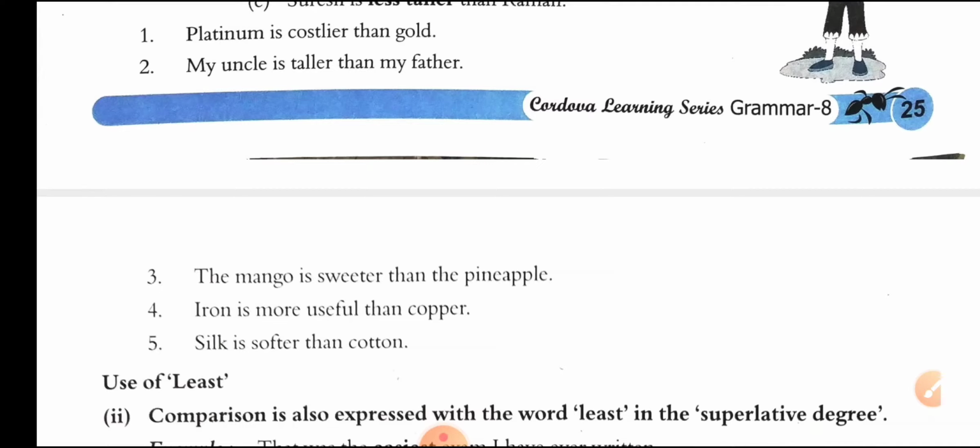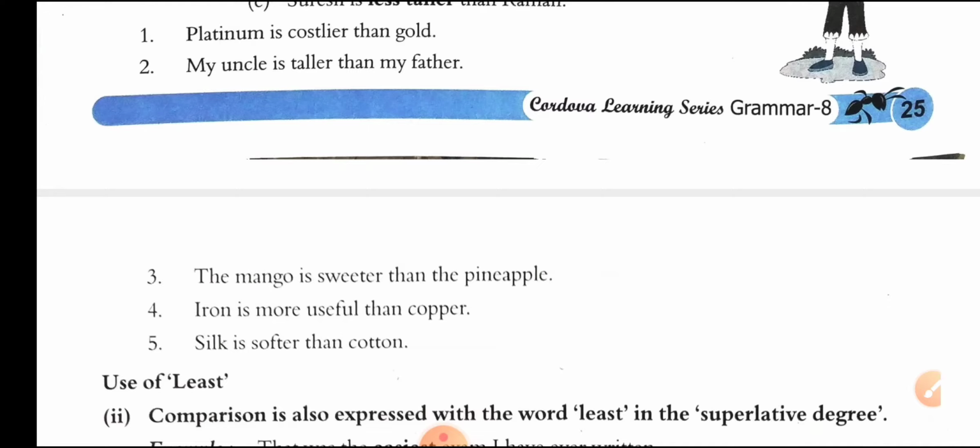Next is, the mango is sweeter than pineapple. So what is this? The pineapple is not as sweet as the mango. And the second one is, the pineapple is less sweet than the mango. Iron is more useful than copper.